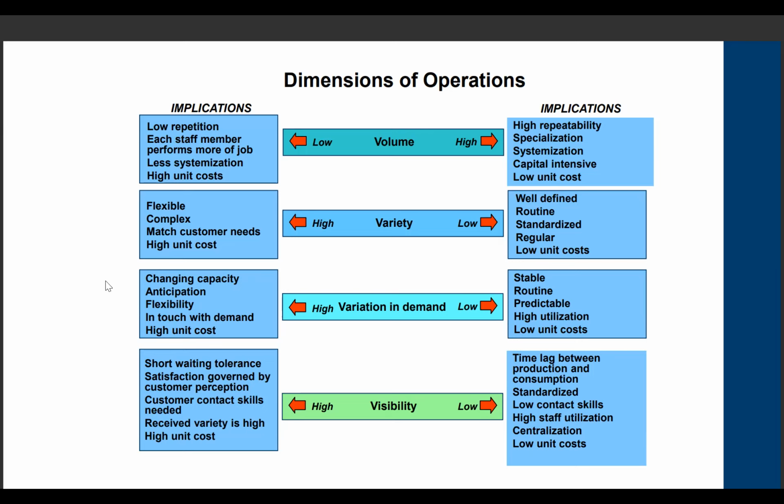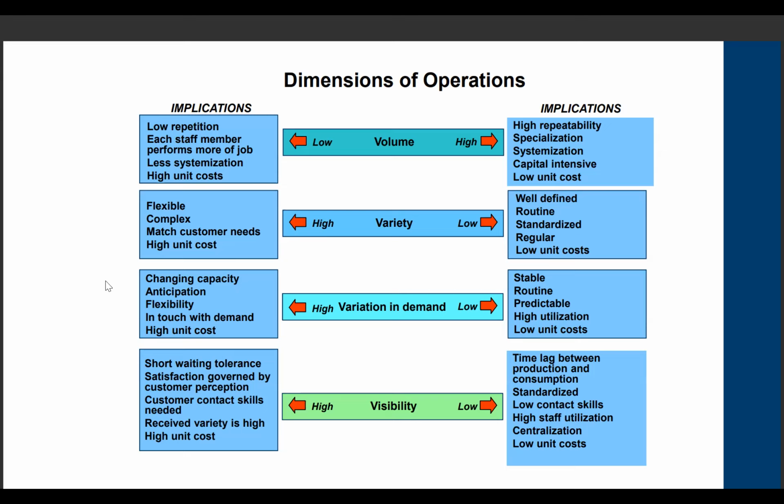And variation in demand. When there's a high variation in demand, it's hard because we can't anticipate the demand. The capacity is changing. Anticipation is hard. We can't predict. And then there's high flexibility, and it's in touch with demand, but also high unit cost. But when the variation in demand is low, it's stable, it's routine, it's predictable, and high utilization. We can utilize all our products to the maximum capacity because we know the demand, because there are fewer variations in demand, and there are also low unit costs.